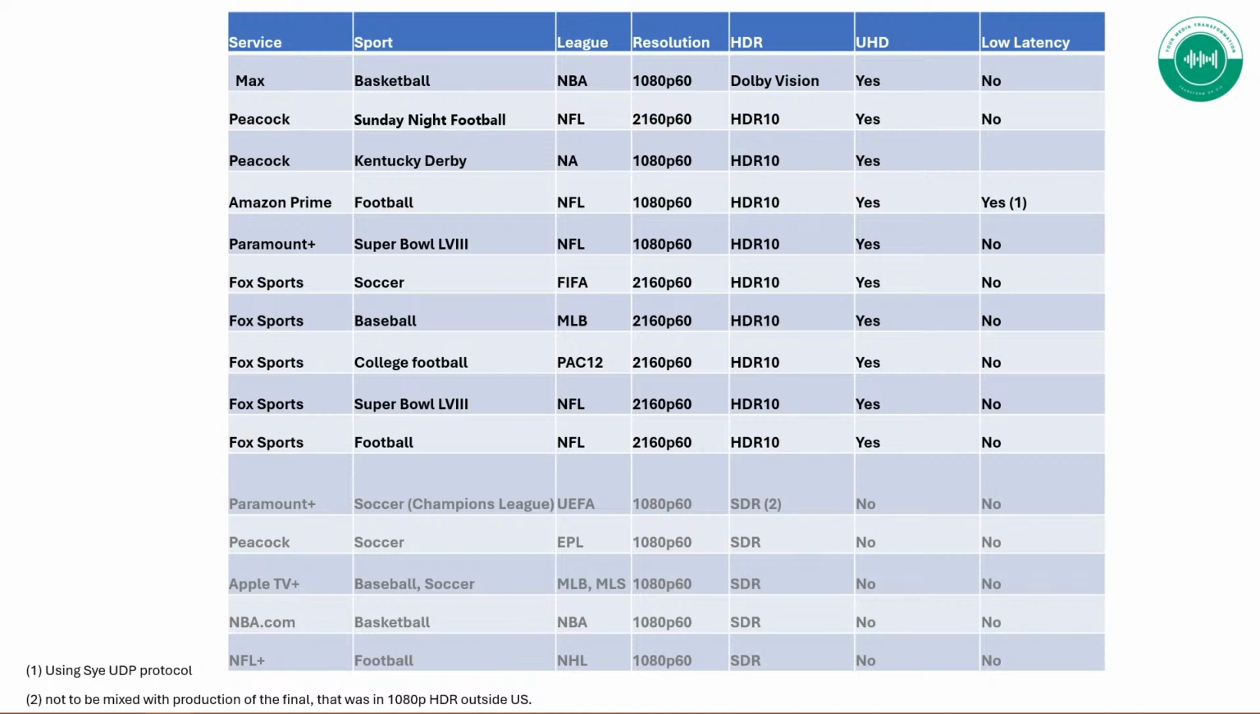Any question on this table? You see there are some footnotes, like Amazon Prime is low latency using the SAI UDP protocol, not very friendly for CDN. And then the second one is Paramount. Outside US, they have 1080p SDR, which means that depending on the continent, they have a different approach to customers. Any question on this table? It's quite a busy one.